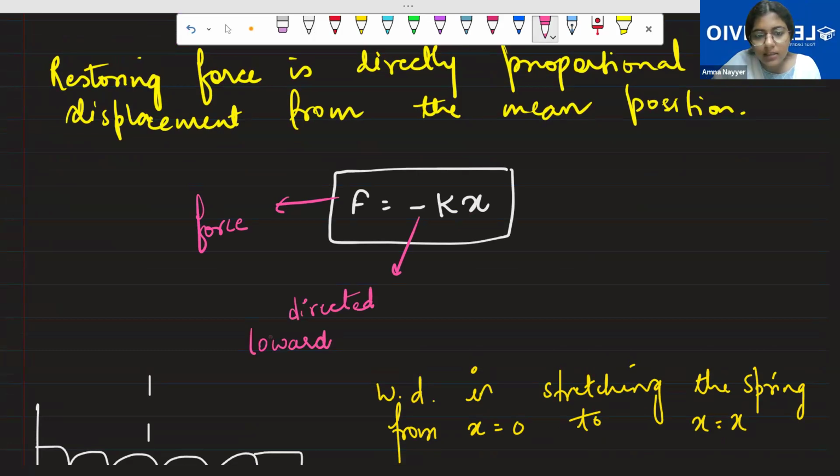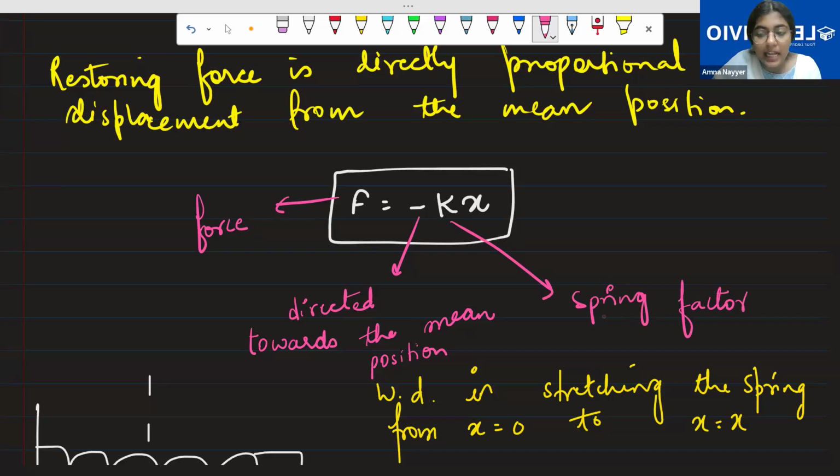Directed towards the mean position. This is what the negative sign means. K is the spring factor, which means the constant. In the case of a spring, it is called the spring constant, so just remember it as the spring constant. What the spring factor is, I'll tell you in SHM only.